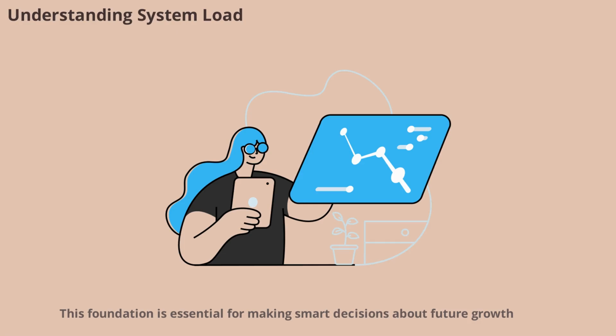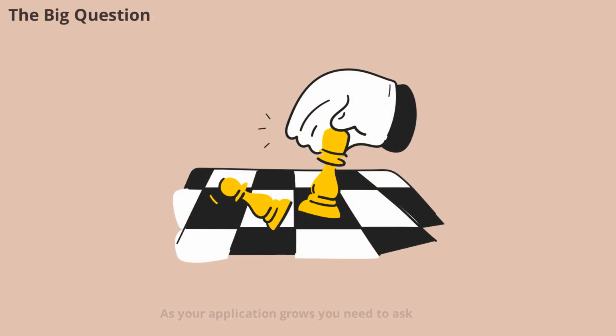This foundation is essential for making smart decisions about future growth, which brings us to the next big question. Can our system handle more traffic? As your application grows, you need to ask, how do we know if our system can handle future traffic? This is where capacity planning comes in. It's not just about today's numbers, but about preparing for tomorrow's challenges.